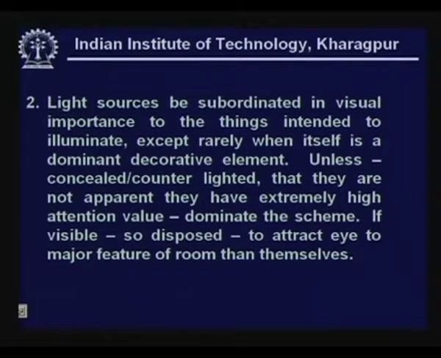So, otherwise, if they are not concealed, they are not counter lighted, they should be located in such a way that the observer is not drawn to the lamp, but he is drawn to the object which is lit by the light coming from this source. So, essentially what it means is you should not get distracted by the way the lamp is located. One simple thumb rule would be, because most common way of locating lamps is suspending from the ceiling, let them be suspended at a height which is well above the line of vision. So, unless a person observer directs his head towards the ceiling, he is not disturbed by these lamps.